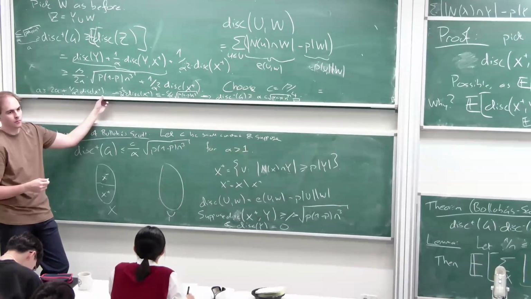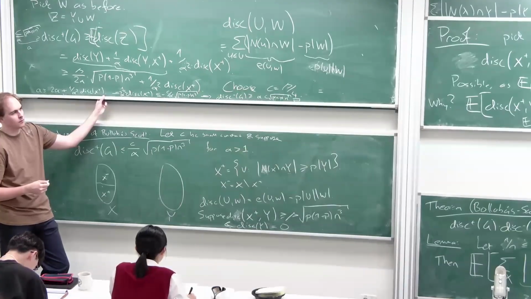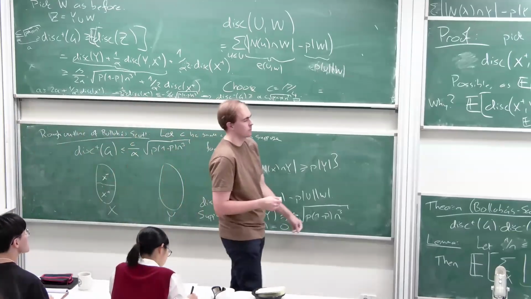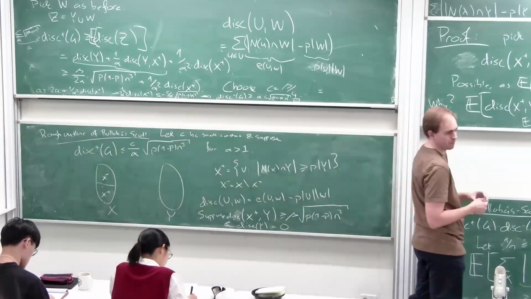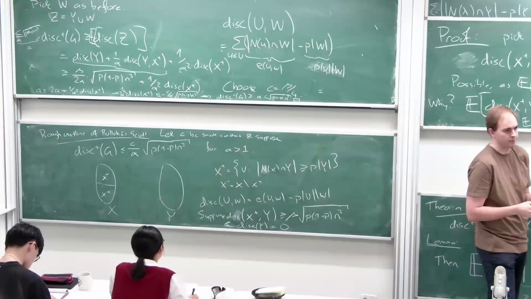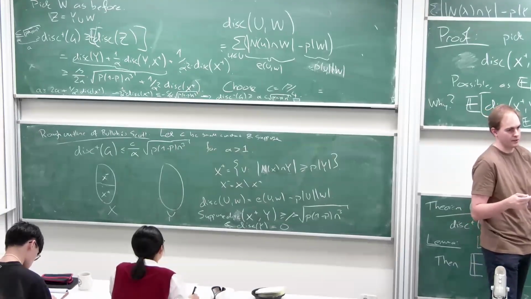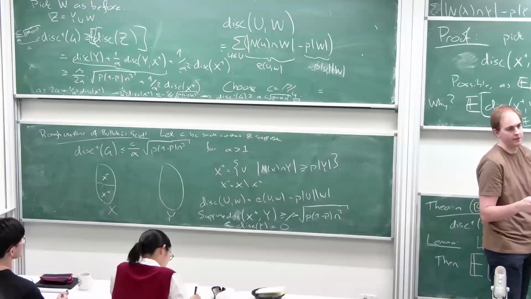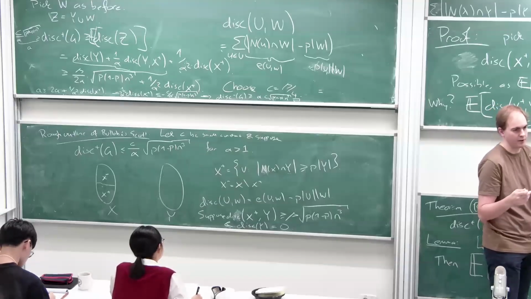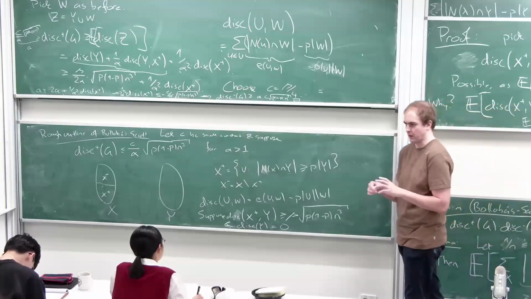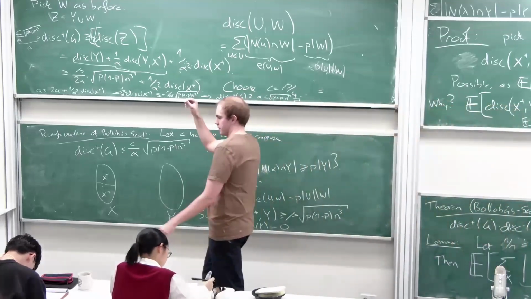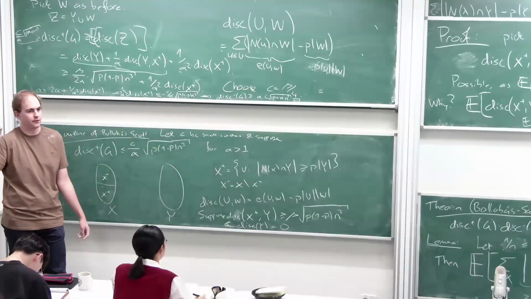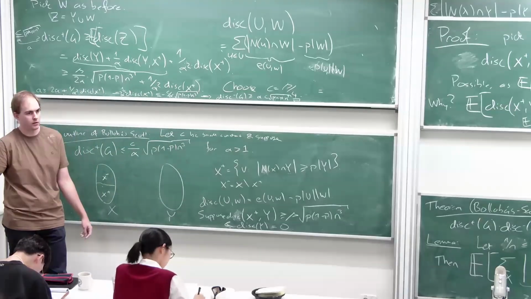Well, I have a stupid question. The expectation of this discrepancy of Y is 0. Is that because Y is a random bipartition? Yes. So it's a random set, so the expectation of the discrepancy is 0. Because P times Y choose 2 is exactly the expected number of edges you see in a random set of size Y.